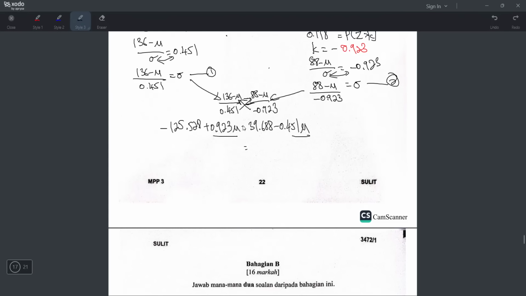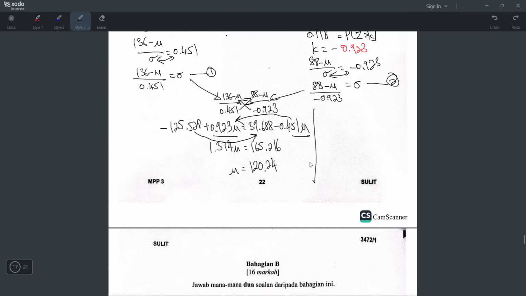And you're trying to find mean now. So mean dengan mean boleh buat. Number dengan number boleh buat. But I will pindah this over here become plus. So 0.923 plus 0.451, 1.374 mean. And then the number here have to move this over. So 39.688 plus 125.528, and you will get 165.216. Okay, wait. Yeah, correct. Now divide with what? 1.374. So my calculator gives me 120.24. Yeah, nice. Okay, now I get my mean already.